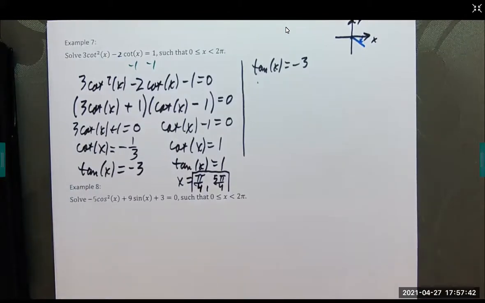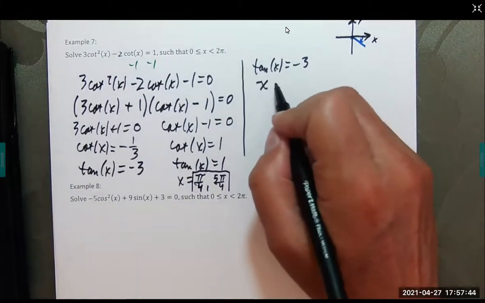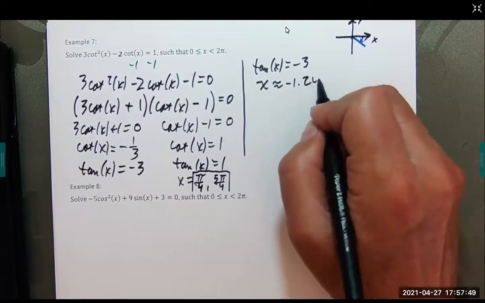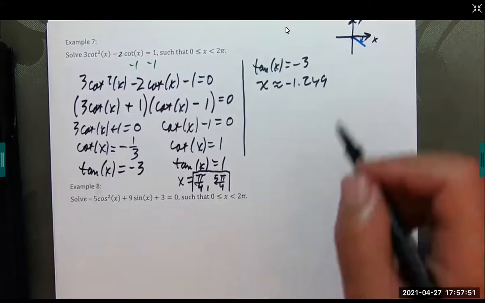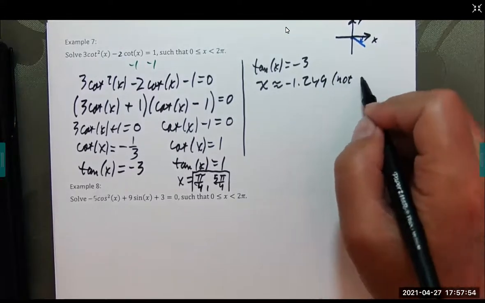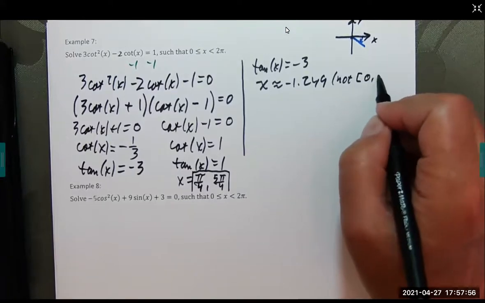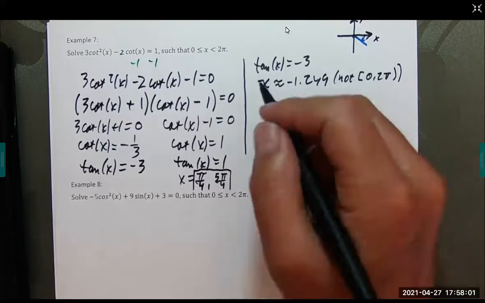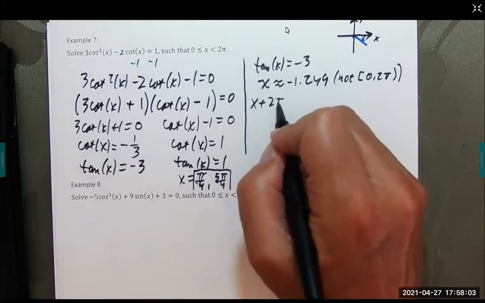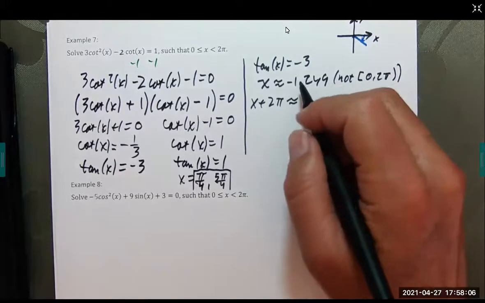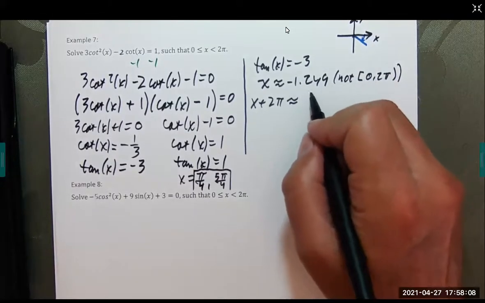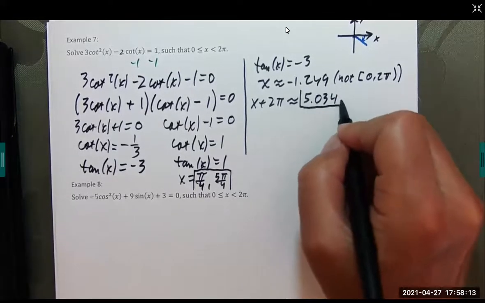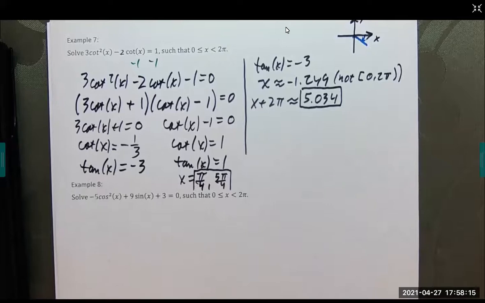So let me write this out. When I do get x, that's about -1.249. This is not between 0 and 2 pi. So I'm going to take x and add 2 pi to it, which is going to give me, in my fourth quadrant, 5.034. There's one of my answers. We don't have an exact version for this one.